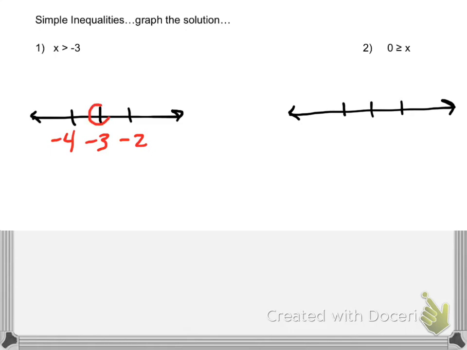Next, it's going to be an open circle because it's strictly greater than. And then which values are greater than -3? Those are going to be all the values to the right.